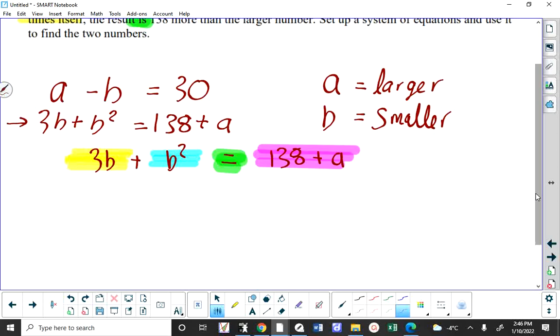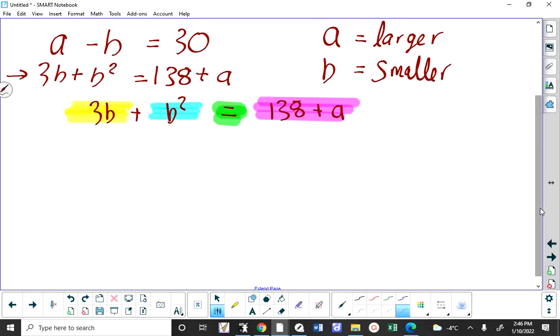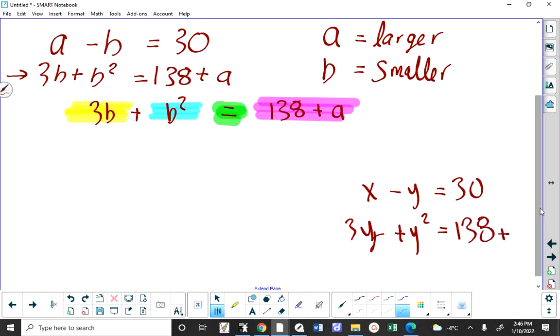Our quadratic equations are always y equals, and then there's x squared and x. And this is why I said don't choose x and y to begin with, because would you agree that somebody could read this question and say, well, x minus y equals 30, and 3y plus y squared equals 138 plus x. You could do that. But then you're looking at the second equation going, oh no, now what? Am I going to plot x on the vertical axis? It causes all kinds of problems.